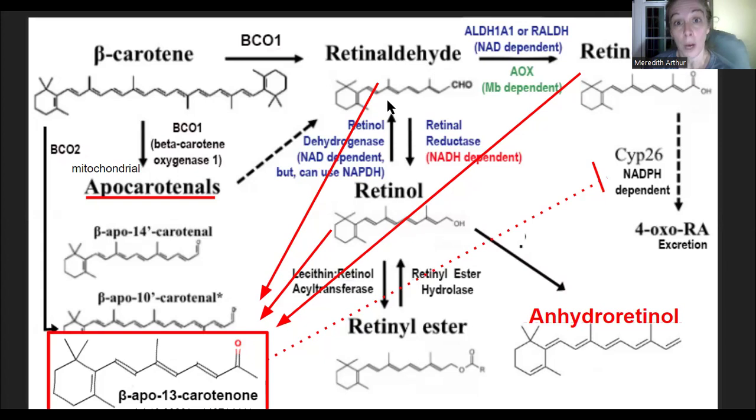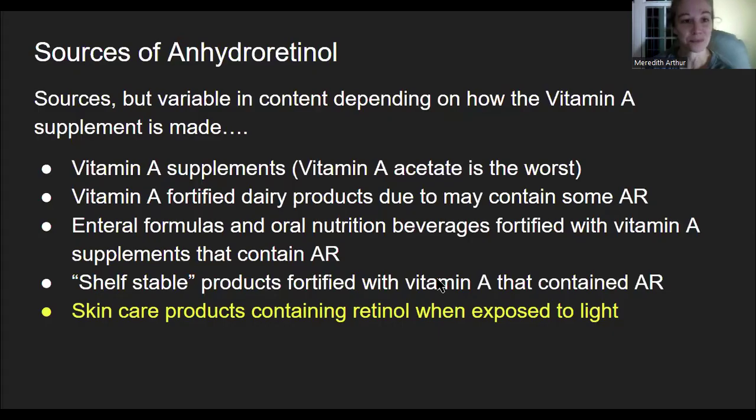So we want to get out of a high reactive oxygen species situation. We want to get better at vitamin A metabolism. I do not believe that all vitamin A is a poison. I do believe it's dose dependent. I do believe that a lot of the dysfunction is from anhydroretinol. I would love to do studies on this. So, all right. So sources of anhydroretinol.